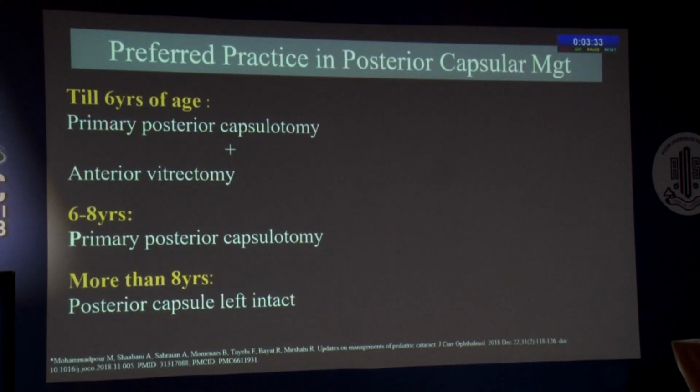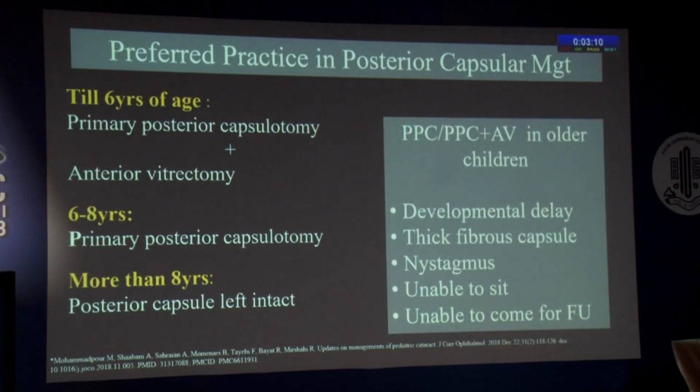Now, the preferred practice for doing a posterior capsulotomy is that till 6 years of age, you do a posterior capsulotomy with an anterior vitrectomy. From 6 to 8 years, do a posterior capsulotomy; you need not do an anterior vitrectomy. And in children more than 8 years, we usually leave the posterior capsule intact. However, the age is not a watertight thing. You should treat the patient and not the age.